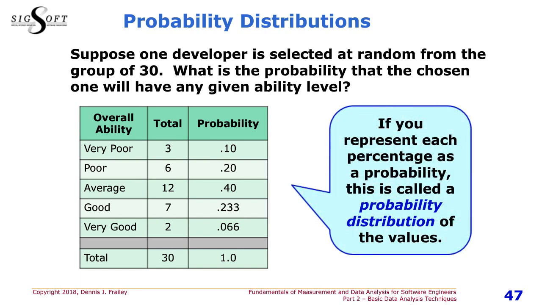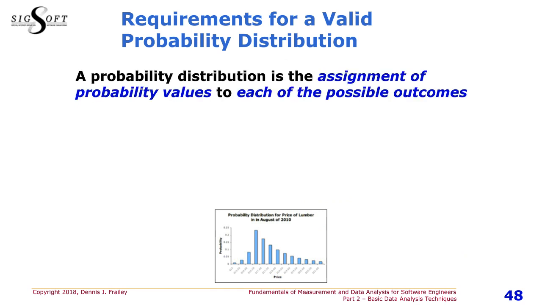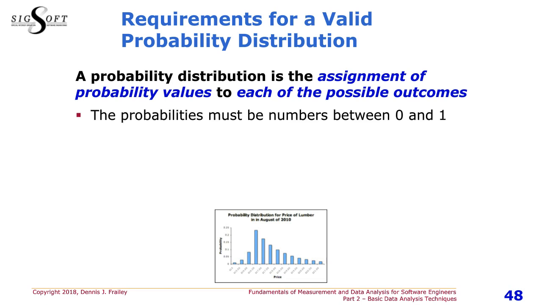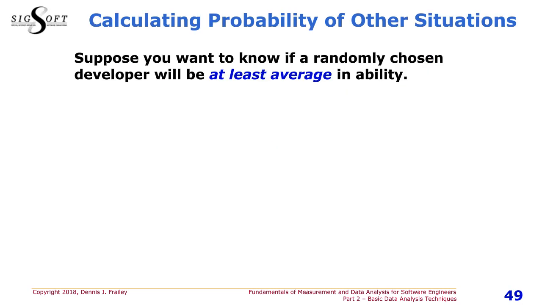Now, in order for it to be a valid probability distribution, you have to assign a probability to each of the possibilities, and they must be numbers between 0 and 1, and they have to add up to 1. So it's the likelihood that a randomly chosen value from the collection will have a given result or outcome. Now, suppose I wanted to know if a randomly chosen developer will be at least average.